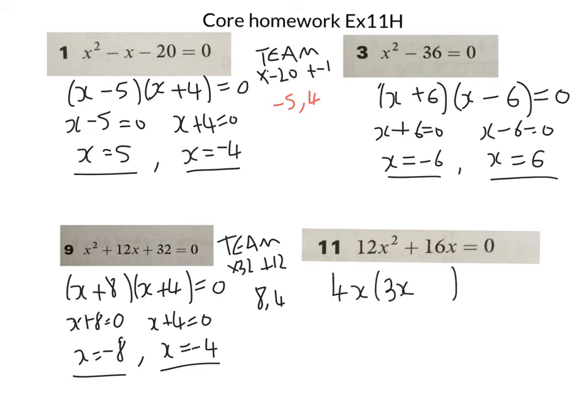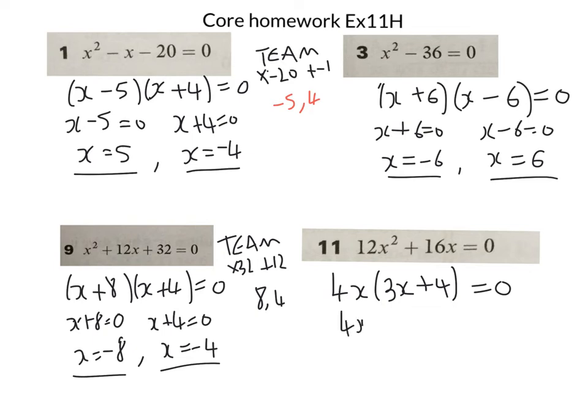3x. And 4x times what would give 16x? That would be plus 4. And before, when we said the first bracket could be 0, 0 times something is 0, or the second bracket is 0, something times 0 is 0. It's the same here, only we don't have two brackets. Either the first thing could be 0, or the second thing, the bracket, could be 0.